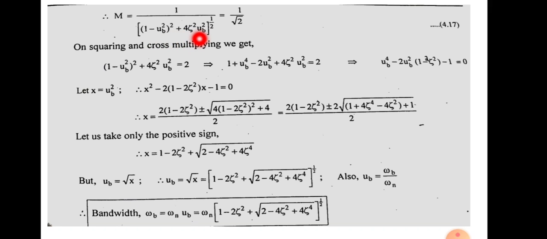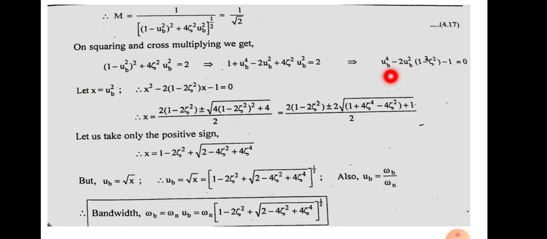We can rearrange this equation, and we can also take the square of this equation. So the equation will become (1 minus ub square) whole square plus 4 epsilon square ub square equal to 2. By rearranging this equation, first we have to expand this term. When we expand, we get 1 plus ub raised to 4 minus 2 ub square plus 4 epsilon square ub square equal to 2. Again, by reducing that equation, we get ub raised to 4 minus 2 ub square into (1 minus 2 epsilon square) minus 1 equal to 0.